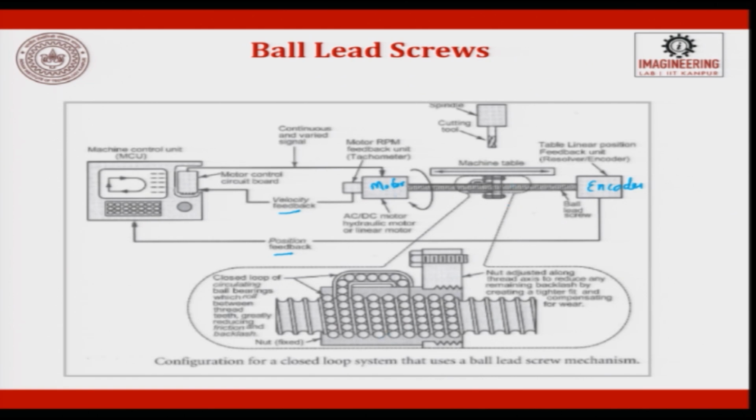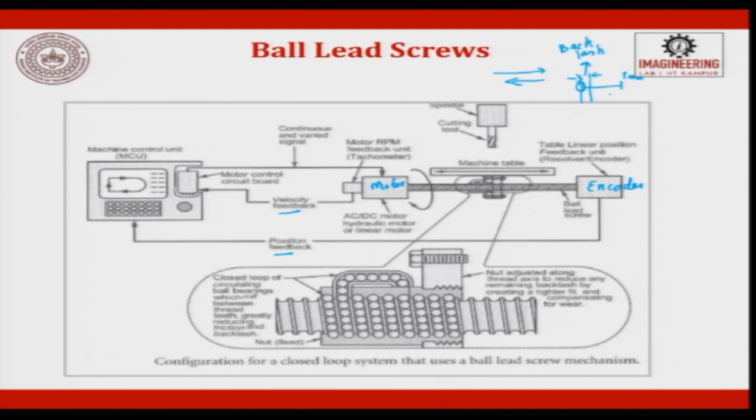In the recirculating ball screw mechanism, as I told you, a closed loop of circulating balls rolls between the threaded teeth, greatly reducing the friction and backlash. What is backlash? When you move in the forward direction and then in the reverse direction, you start from 0 and go to 1 and then come back from 1 to 0, it has to go to the same position. If there is an error in returning back, that is called backlash, which is a very common thing in all mechanical systems.